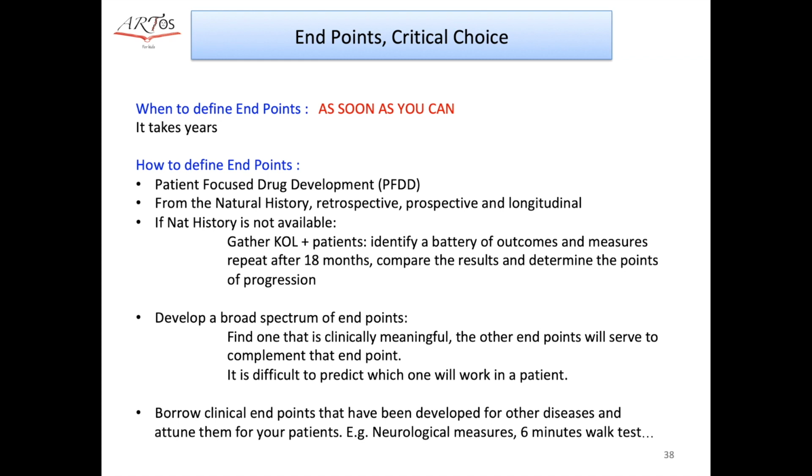The other endpoints will serve to complement that endpoint, because it is difficult to predict which one will work in a patient. To ease the process, remember that you can borrow clinical endpoints that have been developed for other diseases and attune them for your patients. For example, neurological measures, the 6 minutes walk test. Rare diseases have complex phenotypes, but some overlap and are common to several diseases.